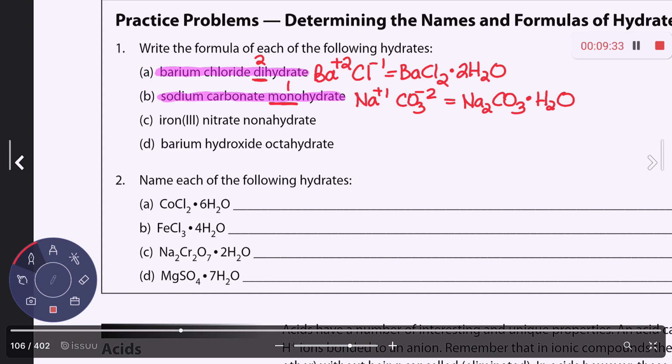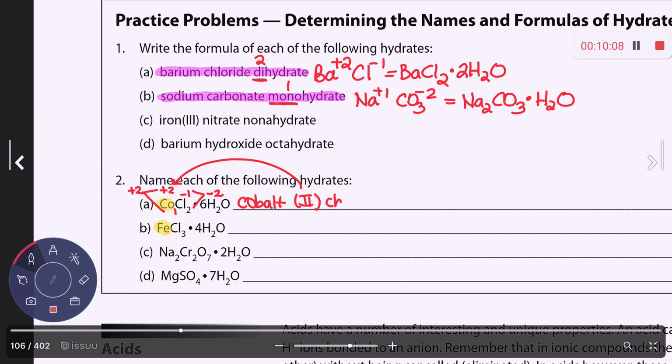Let's come down to number two. For number two, I'm going to go ahead and highlight the cobalt and the iron because we actually have to calculate the charges on those metals before we do anything. So here I have two chlorines at a negative one. So when I multiply these together, this is a negative two. So that means I need a positive two on the other side. I have one cobalt. That means the charge must be two. So this would be cobalt Roman numeral 2 because of this charge on the metal.